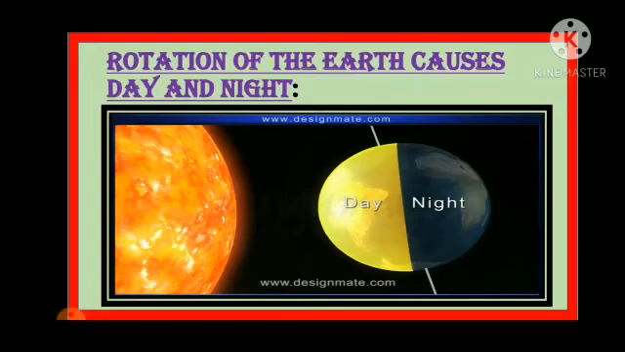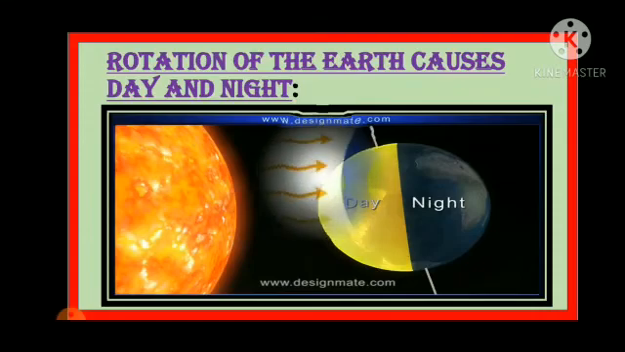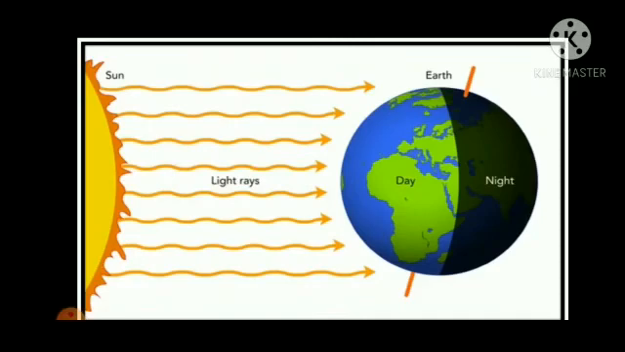Okay. For example, when it is day in India, it is night in the United States of America, as both countries are situated on almost opposite sides of the earth. Okay. So when it is day in India, then it is night in the United States of America. See here, with this picture you can understand how day and night occurs.